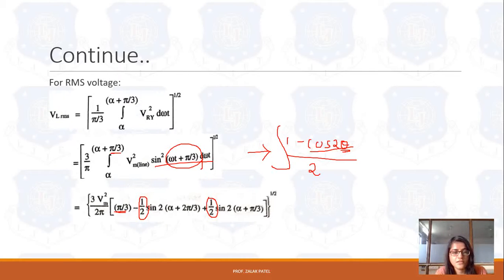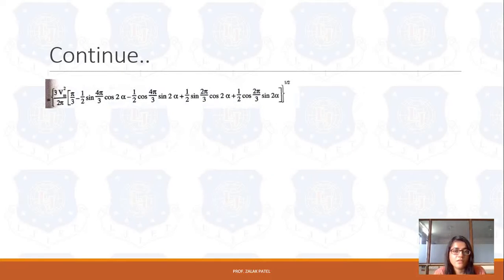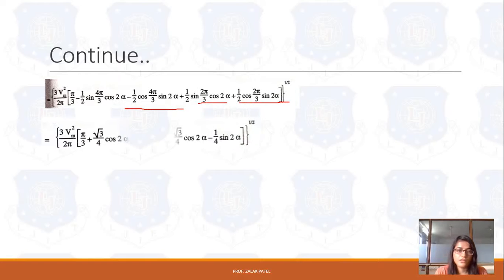The last equation is this. Here, instead of sine 2 alpha plus pi by 3 and sine 2 alpha plus pi by 3, it can be written in terms of sine and cos like this. These terms are because of the simplification. Next, if we rearrange the given term, then it can be written here. We put the values of sine 4 pi by 3, cos 4 pi by 3, sine 2 pi by 3 and cos 2 pi by 3. So the final equation: cos 2 pi by 3 is minus 1 by 2.